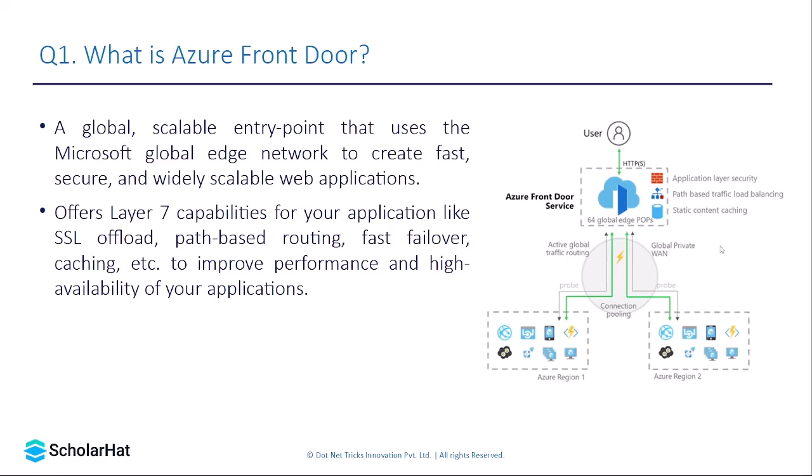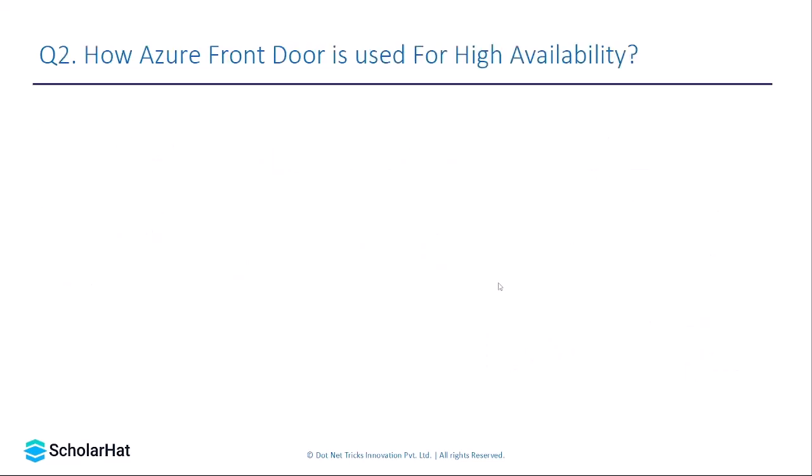Azure Front Door also provides path-based routing. So depending upon the path, we can route the request to a different region or different server depending upon the different use cases. Now let's move to the next question, that is how Front Door is used for high availability.